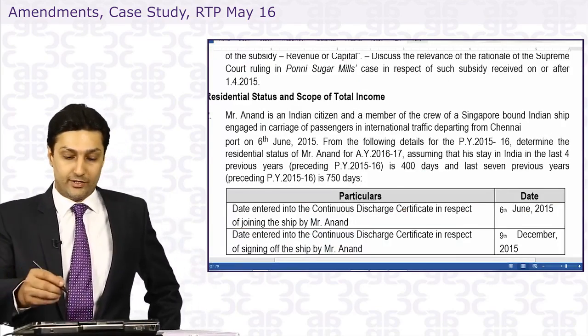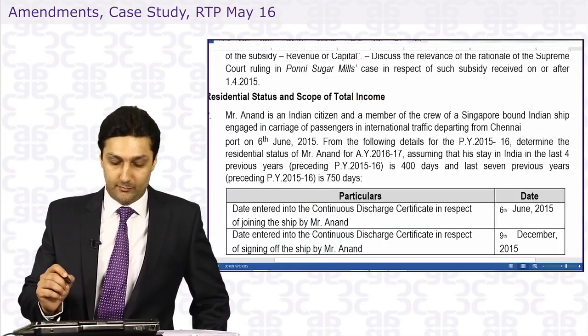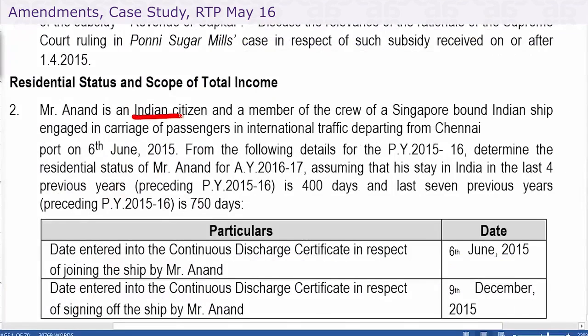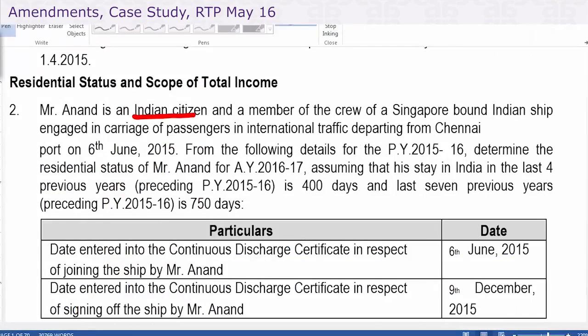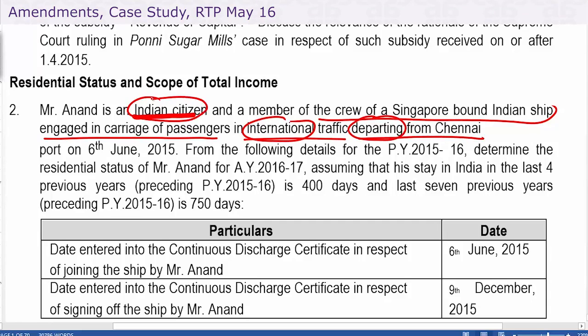Now this is the second question in the RTP, which says, and please read carefully with me, Mr. Anand is an Indian citizen and a member of a crew of a Singapore bound Indian ship engaged in carriage of passengers in international traffic departing from Chennai. So as we can see, the ship is departing from Chennai, it is sailing in international traffic, and he is an Indian citizen. All conditions as mentioned are fulfilled. And it leaves India on June 6th.